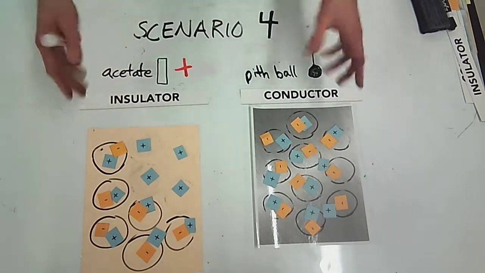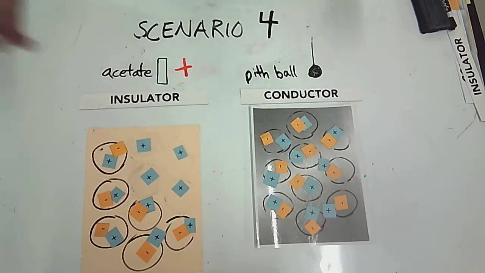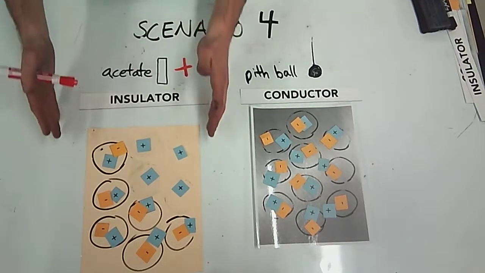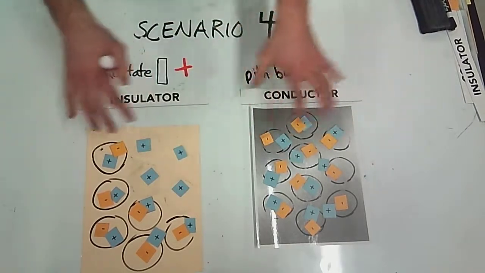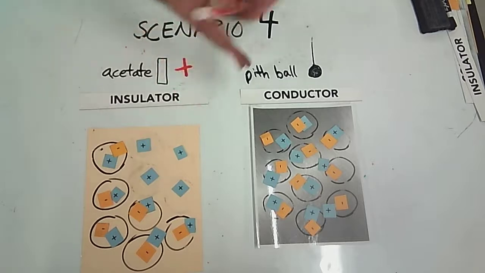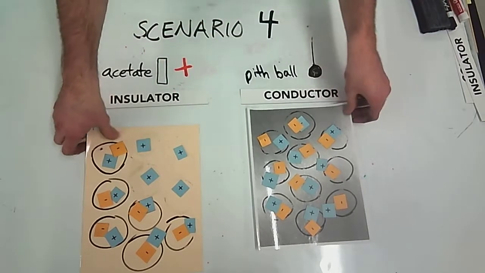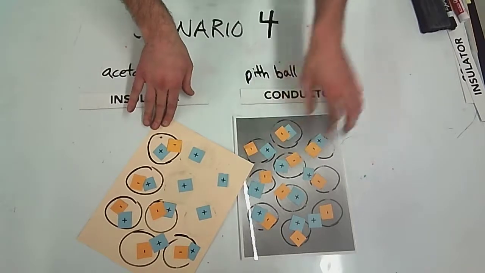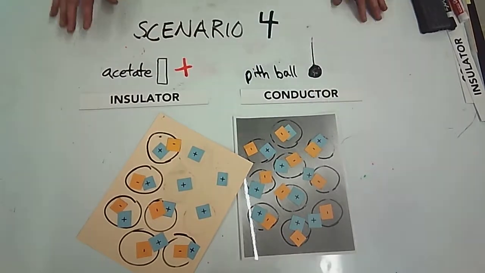Okay. Now, in the previous video, I talked about electron shifting, which absolutely happens, but for simplicity's sake, in this video, I'm going to be focusing on the before, so what I just described here, and then once they come into contact, what's going to go down. So let's just put them in contact right away. I'm going to have the positive side of my acetate strip touch the conductive pith ball.